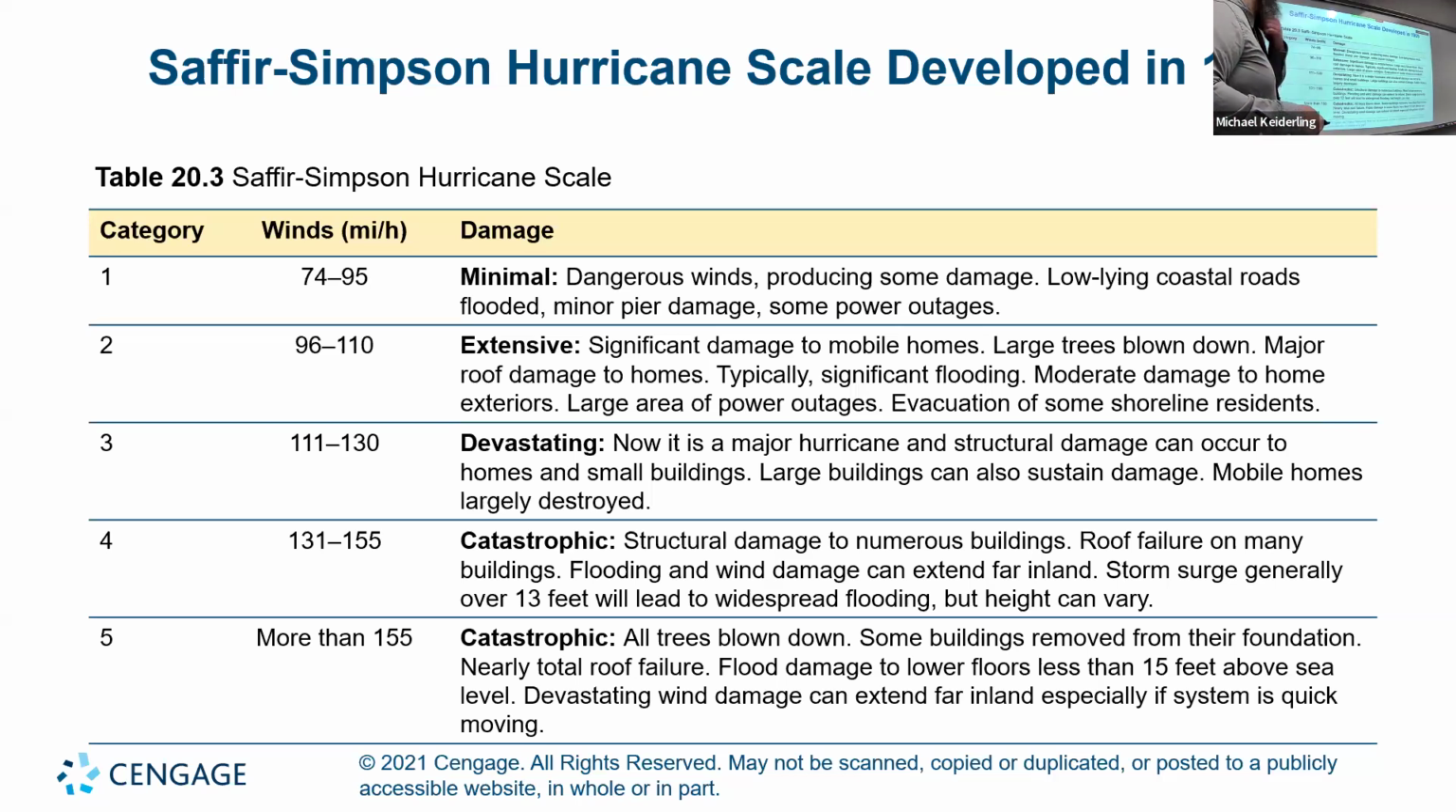All trees blown down, some buildings removed from their foundation, near total roof failure, flood damage to lower floors less than 15 feet above sea level. Devastating wind damage can extend far inland, especially if the system is quick moving. And the thing is, we're getting more category 5s and even extremely severe category 5s. There is some debate about creating a category 6.